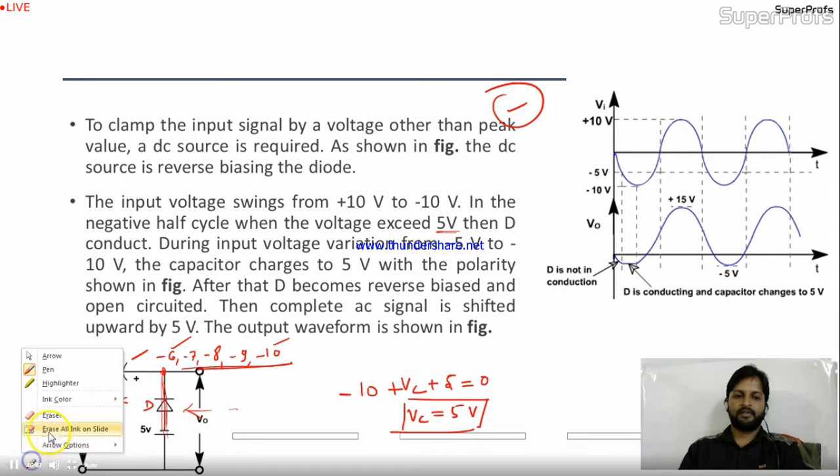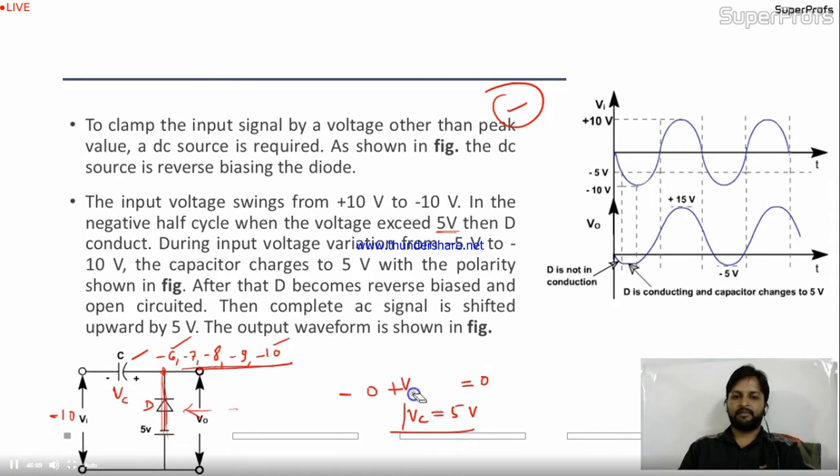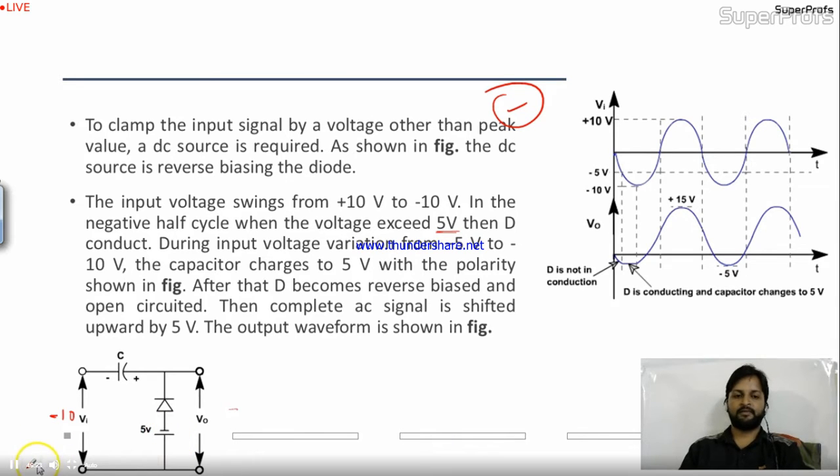Okay. Let me erase some parts so it will be crystal clear to you. Okay. This is the circuit. The capacitor now charges up to 5 volt. Why 5 volt? Because of this DC 5 volt, the remaining part of -10 is cancelled out. Alright. Now, come to the next.